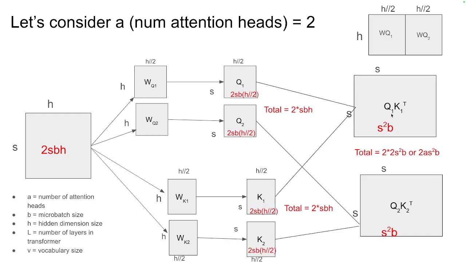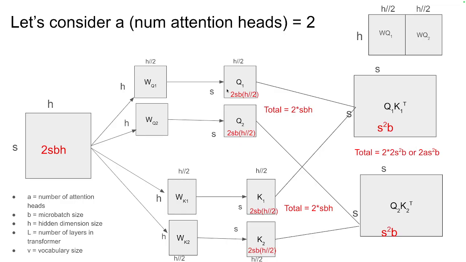And this is given for all the attention heads. So this second attention head will follow a similar method, and it will also produce an S square B matrix. So the total would be 2 into S square B, as we have two attention heads, or in our notation we had A attention heads, so it is 2A S square B. So each attention between query and key produces 2S square B, and across all our attention heads we produce 2S square B.